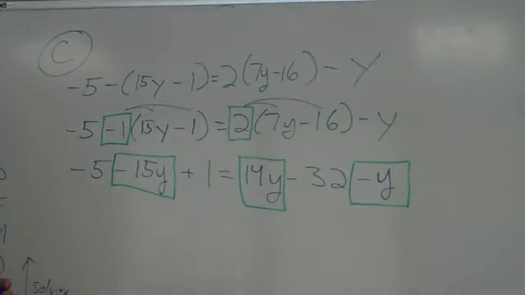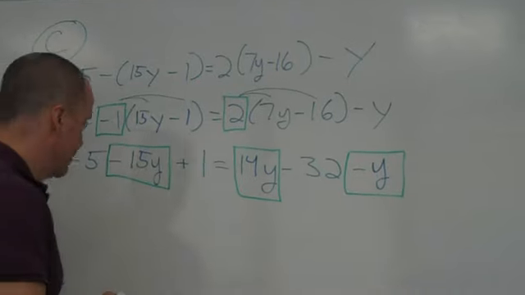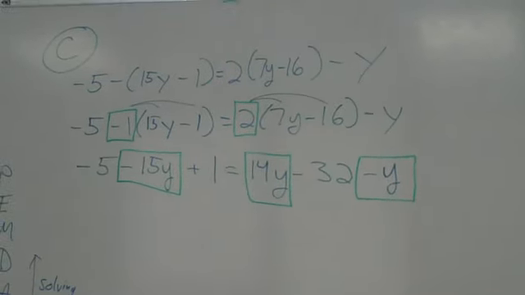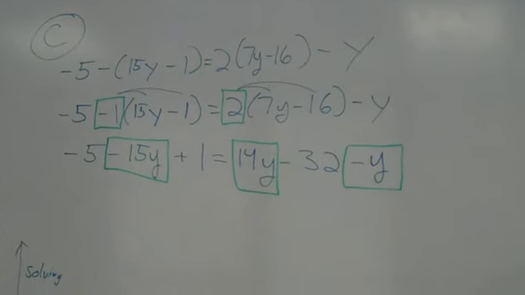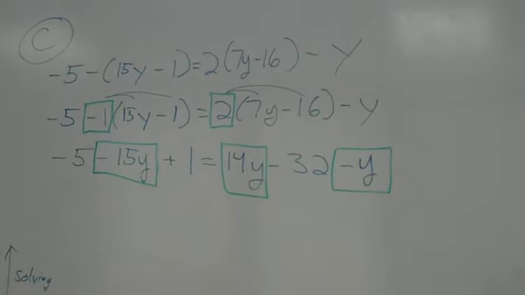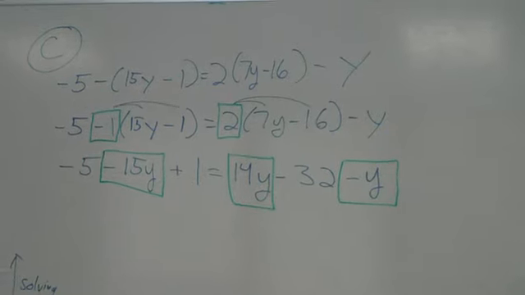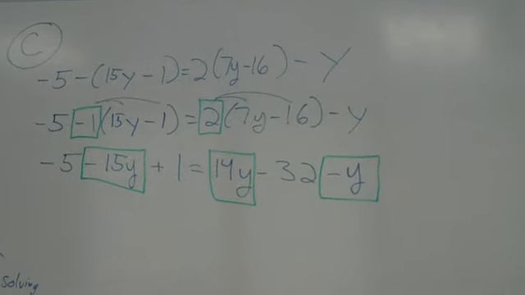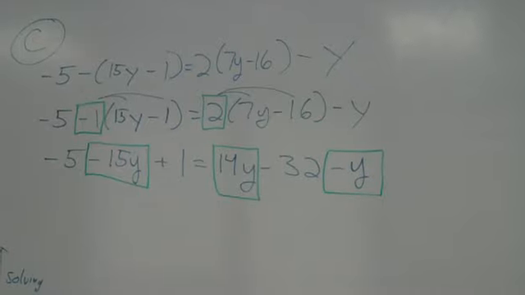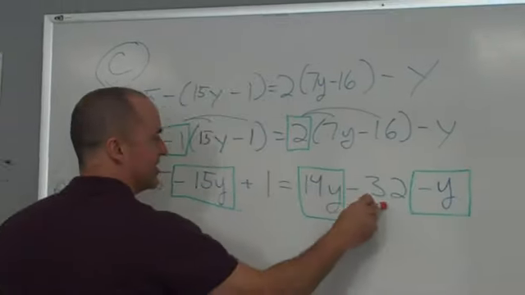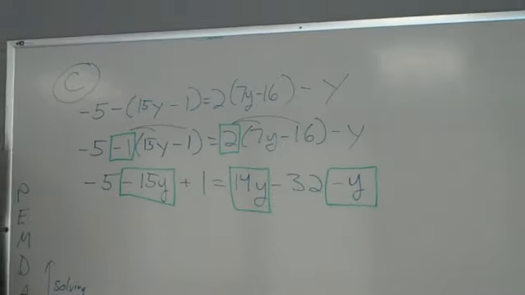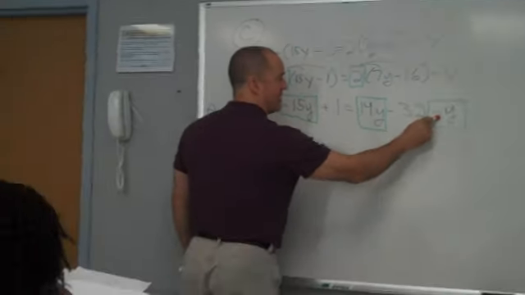So it'll be 29y. Nope, it'd be 30y. Whoa, slow down. How'd you get that? I'm not sure where that's coming from. The ones that I've blotched off in green are the only things that can be added to each other. I can't add this and this because they're not like terms. But I can add 14y minus y.